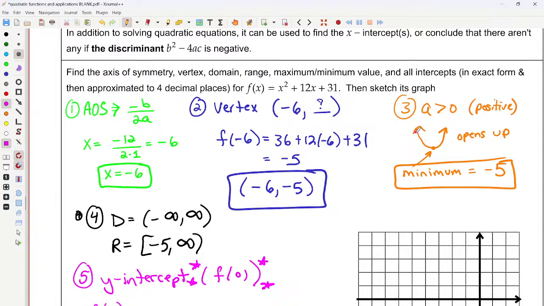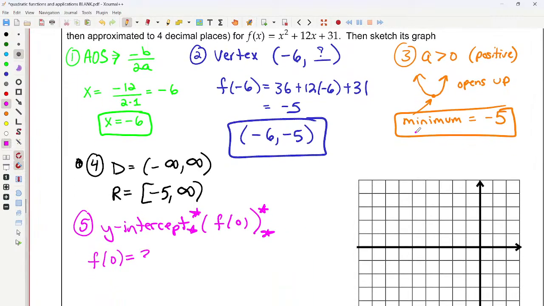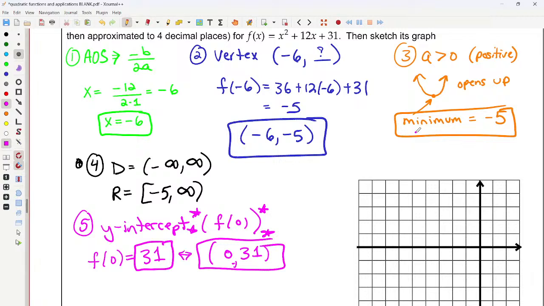I think I can do that in my head. 0 squared, 0. 12 times 0, 0. Love finding the y-intercept. 31. Or as an ordered pair, you could say 0, 31. Either of these. If it just says, what's the y-intercept value, then you just give the value. If it says, what's the y-intercept as a point, you give the x is 0 and the y is 31. Just pay attention to what MyLab says, because MyLab can be fussy about how it wants its answers.